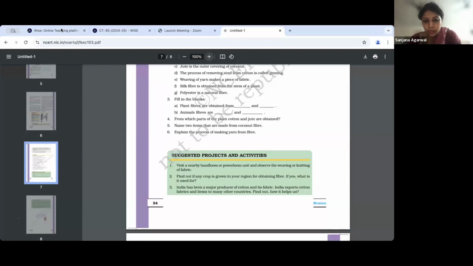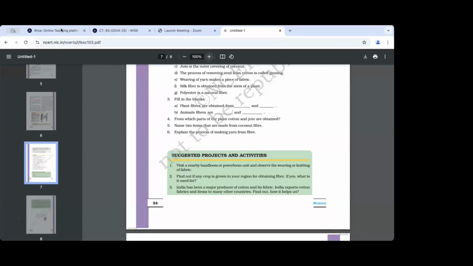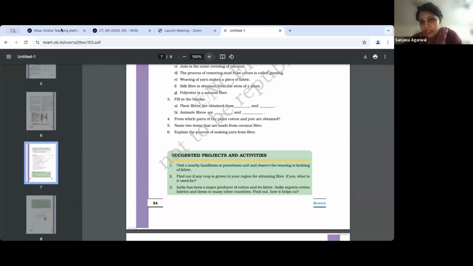Now write next question. This is something extra, okay? What is ginning? Wait, do one thing because you people don't have NCERT. And here the answer you wrote for sixth question, write the question along with it. Explain the process of making yarn from fiber. Write this question also.